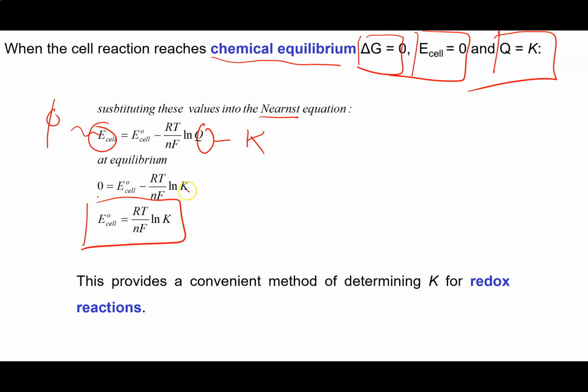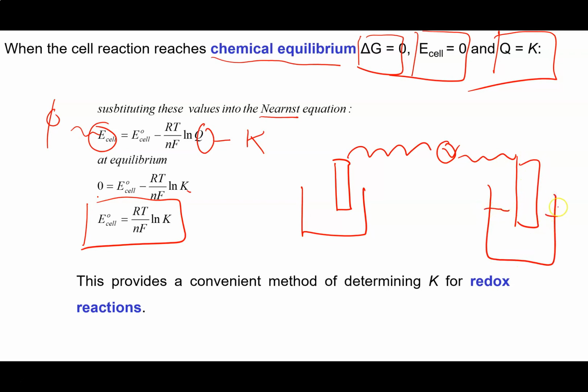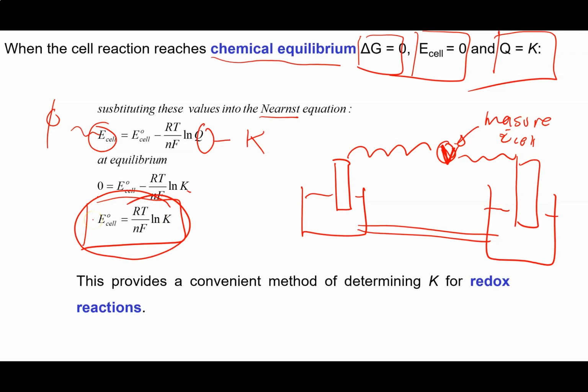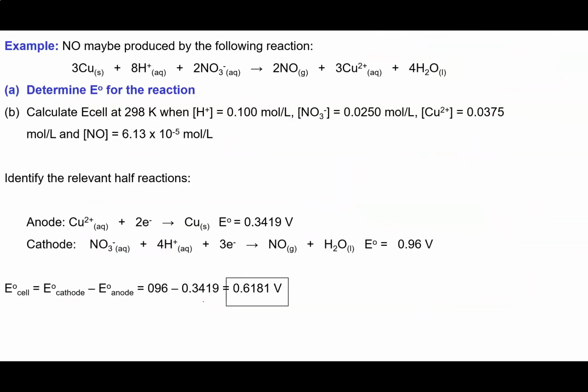Okay, so that's what we've got here. So 0 and then K, and then now we're going to reorganize, and we can see that the standard cell potential is equal to RT on NF log K. So all I need to do to figure out K for an electrochemical reaction is turn it into a cell. I have to put a salt bridge in, of course, and have a voltmeter in here. If I measure the cell potential, then I can just plug it into this little formula here and I get K. So it's a really convenient way of getting a K for a redox reaction.